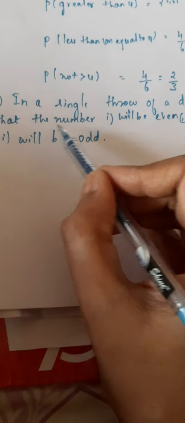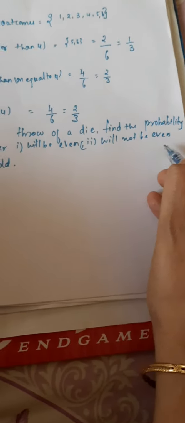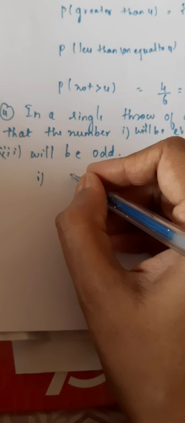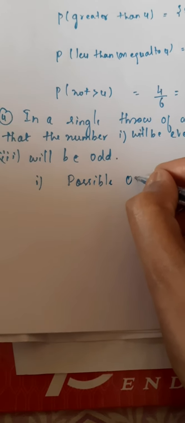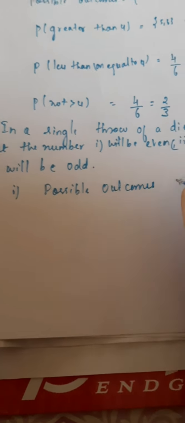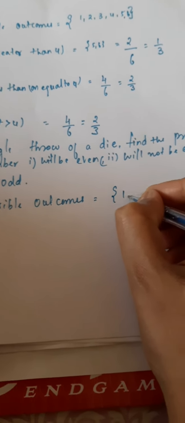Next question, in a single throw of a die, find the probability of getting even, will not be even, and will be odd, the 3 parts of question 4. So first, possible outcomes when you throw a single die is going to be 6: 1, 2, 3, 4, 5, 6.